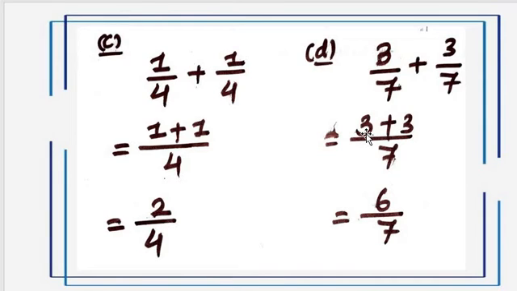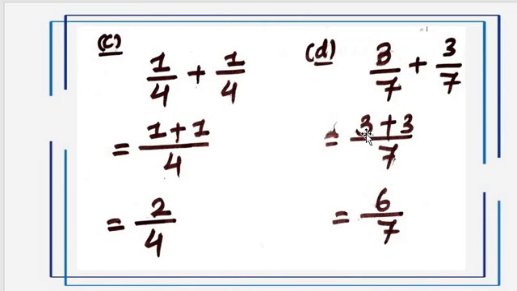Next step is equal to 3 plus 3, how many? 5, 6 or 7, dear? 3 plus 3 is equal to 6. Not 7: 3 plus 4, 5 and 6. 3 plus 3 is equal to 6. So 6 upon 7. So what is the answer, my dear students?